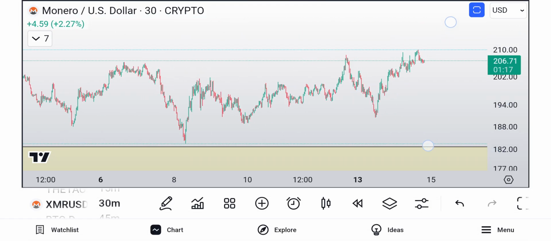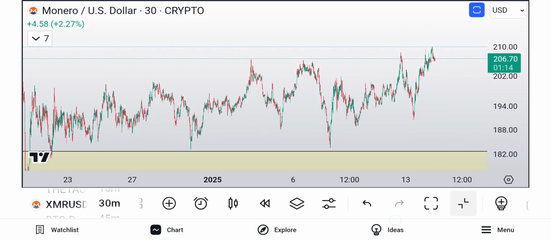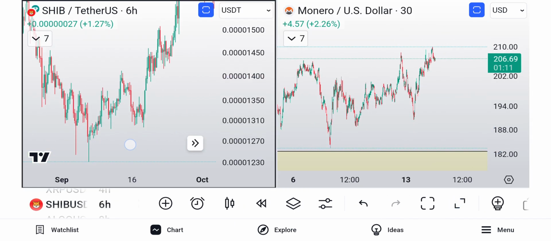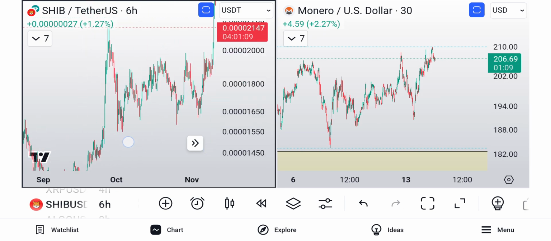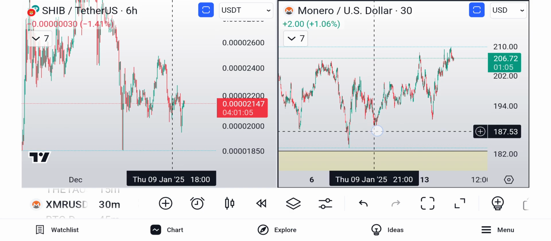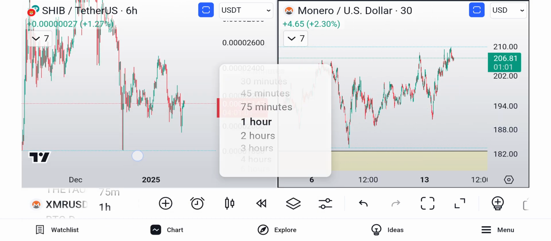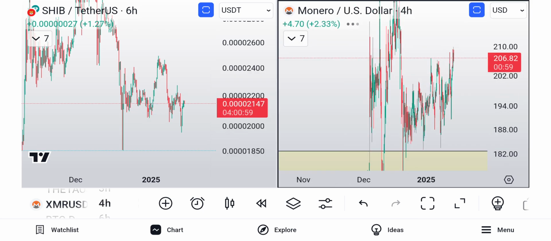Now, Monero really hasn't even flinched, right? Like if we compare Monero to, like, let's say, I don't know, SHIB. So look at the difference here. Actually, let me put this on the 4-hour chart.